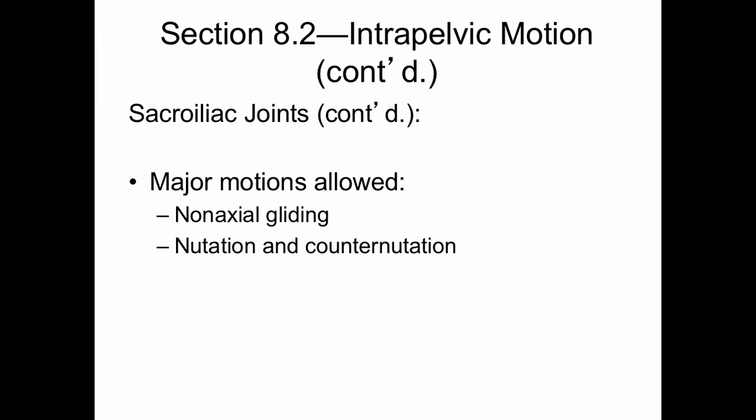When we look at the SI joint, it allows a non-axial gliding and axial movement of nutation and counter-nutation. During nutation, the superior sacral base drops anteriorly and inferiorly, while the inferior tip of the sacrum moves posteriorly and superiorly, tilting the pelvic bones posteriorly relative to the sacrum. During counter-nutation, this motion is reversed, tilting the pelvic bone anteriorly relative to the sacrum.